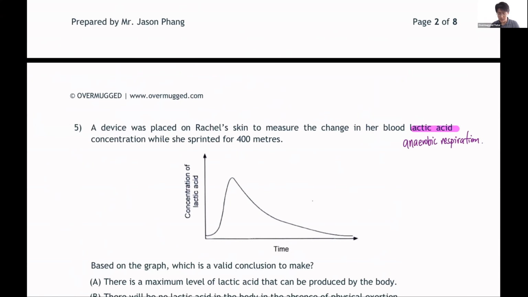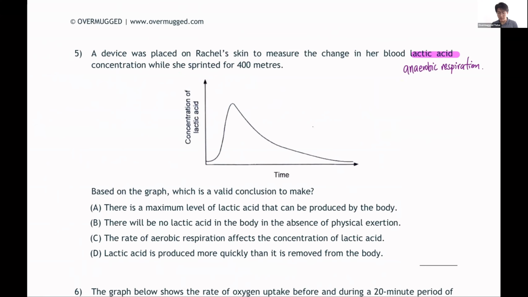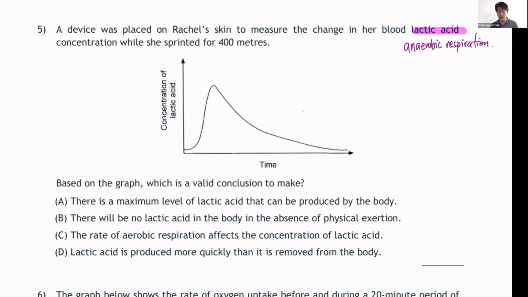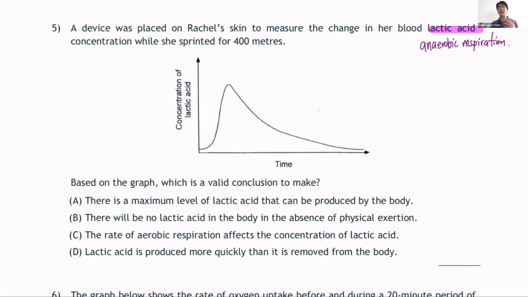And we have a sprinter for 400 meters. Based on the graph, what is a valid conclusion to make? This one is actually not so much about respiration itself, but more about understanding the graph. We have a rate increasing and then going down very quickly here. Let's see if we can be a little more conscientious in reading and understanding the graph. So can I just give you a minute first? Let's try question 5.